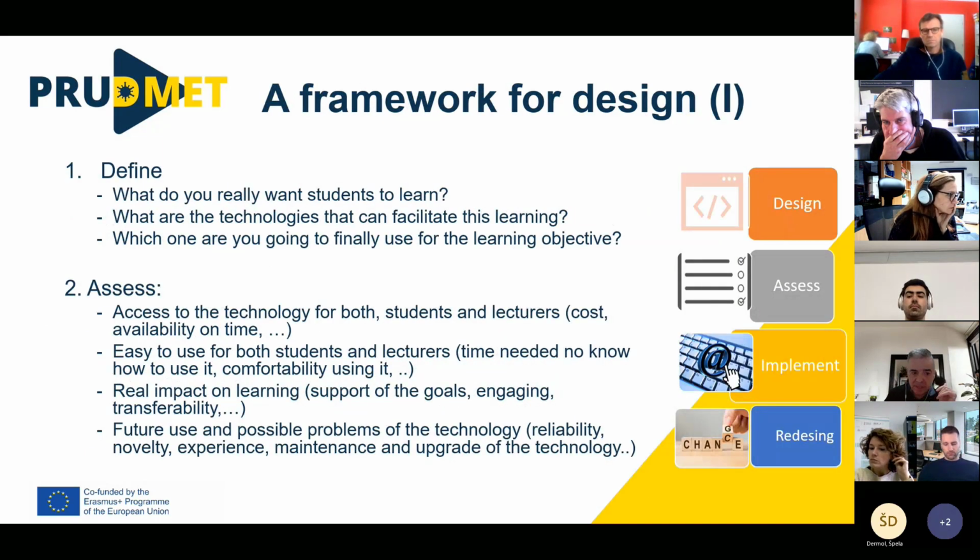With regard to the framework of design, it is divided into 4 steps. The first is to define what the technologies are that can facilitate the learning.